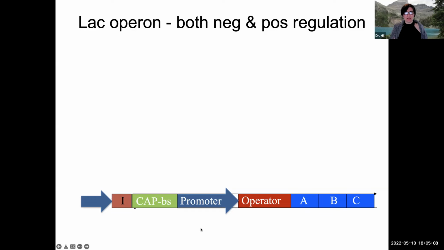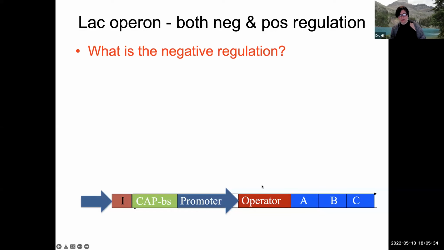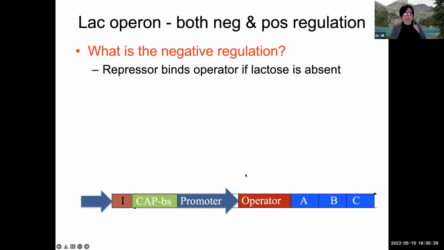And there's a couple things that are needed to achieve this kind of regulation. First of all, we need a crappy promoter that is going to require the lights to be turned on in order for RNA polymerase to bind. And we're also going to need a repressor that is by default active. So when we look at this, the negative regulation, that is to say the thing that's going to prevent transcription, is exerted primarily by the repressor. It binds the operator, and that happens if lactose is not around.